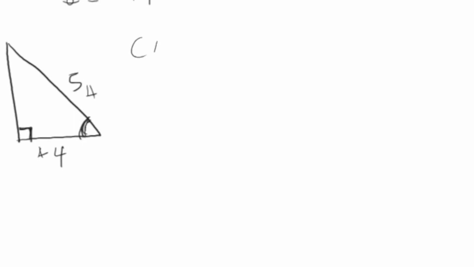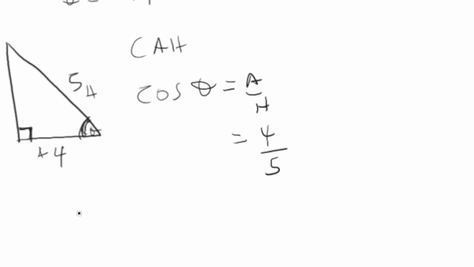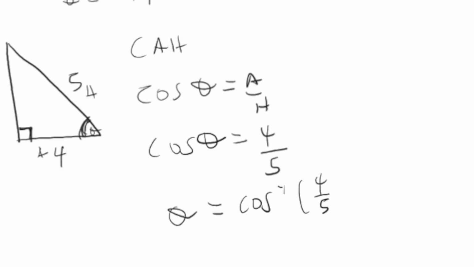Adjacent, hypotenuse, so it is cos. If this angle is called theta, we get cos theta is equal to adjacent over hypotenuse. Our adjacent here is 4, our hypotenuse is 5, which is equal to cos theta. So our theta is equal to the cos inverse of 4 over 5.